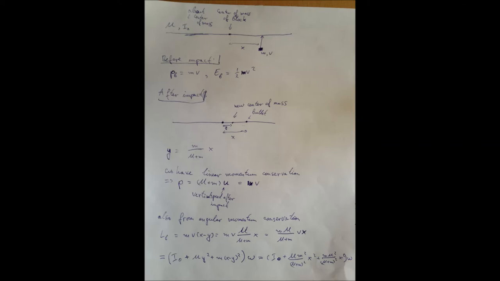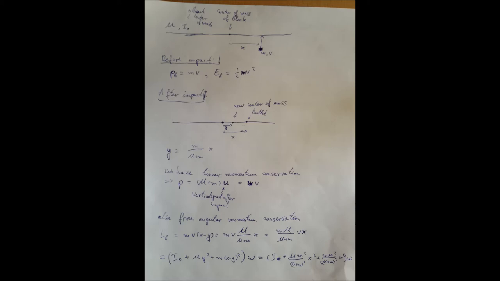Okay, from angular momentum conservation, we can find the angular momentum of the bullet around the new center of mass. We need the new center of mass, because that's how the body will be spinning around its center of mass, which is not the center of mass of the block, but it's actually the center of mass of the system of a block and a bullet.